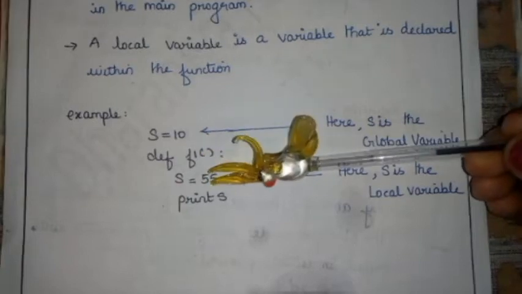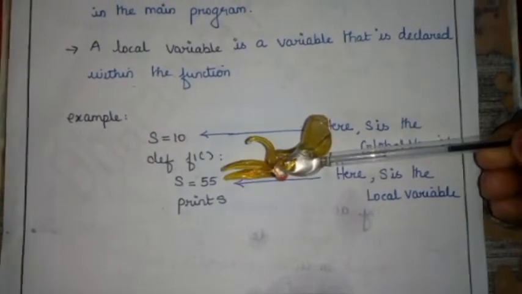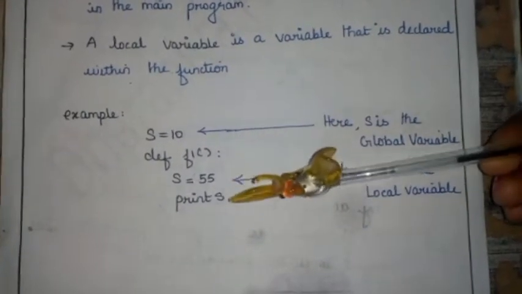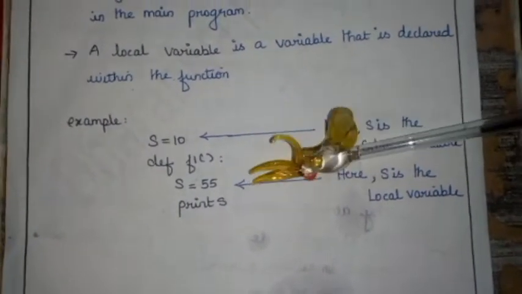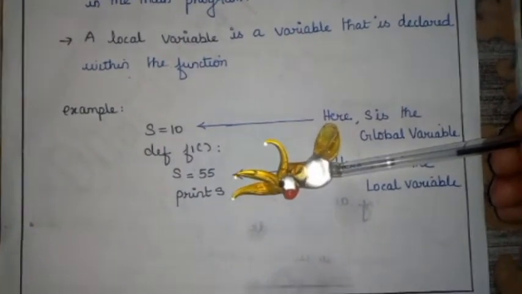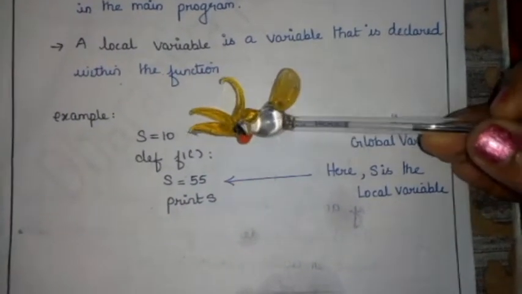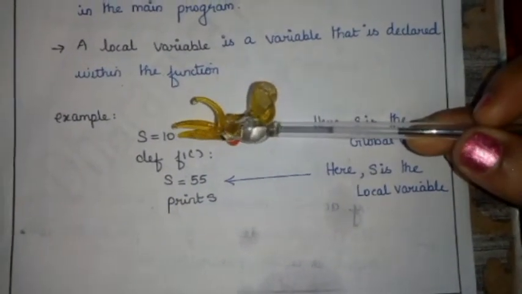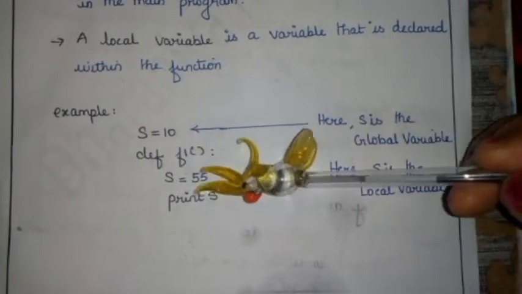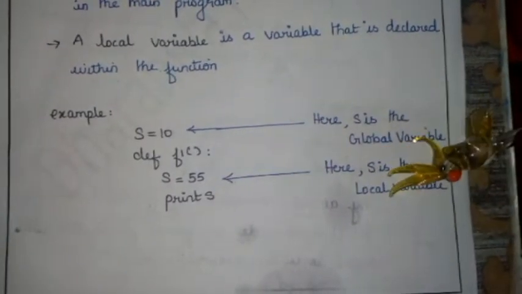Within the function f1, I'm going to write two statements, which are s is equal to 5, and I'm going to print the s. So this is a simple program. Here I'm just focusing on the concept of global variable and local variable. Can you say what is the global variable here? s is equal to 10 is the global variable, and s is equal to 5 is the local variable.